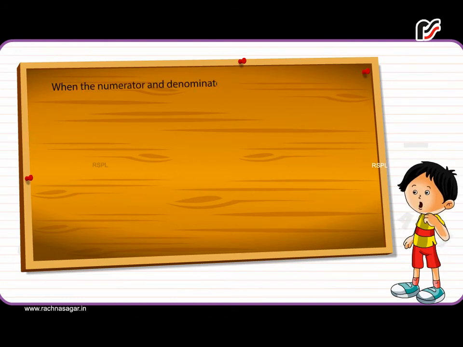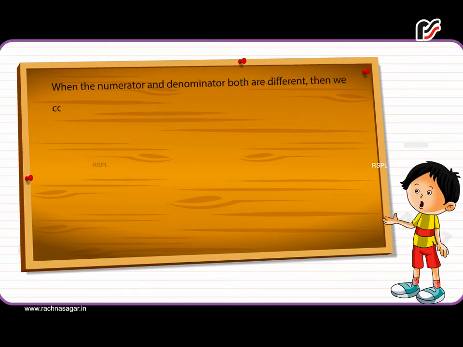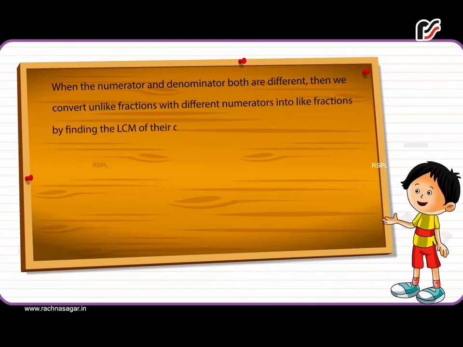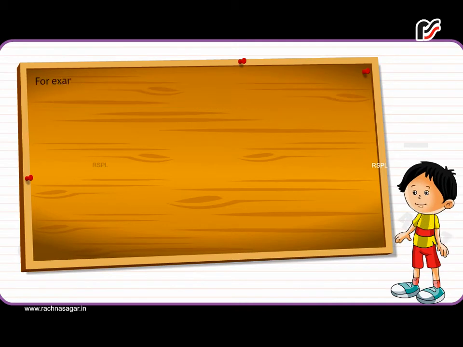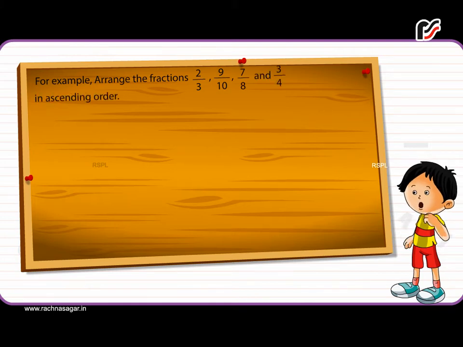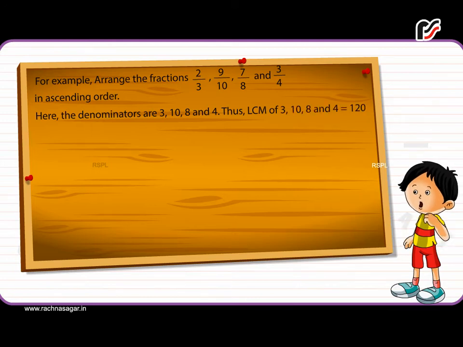When the numerator and denominator both are different, then we convert unlike fractions with different denominators into like fractions by finding the LCM of their denominators. For example, arrange the fractions 2 by 3, 9 by 10, 7 by 8 and 3 by 4 in ascending order. Here, the denominators are 3, 10, 8 and 4. Thus, the LCM of 3, 10, 8 and 4 is equal to 120.